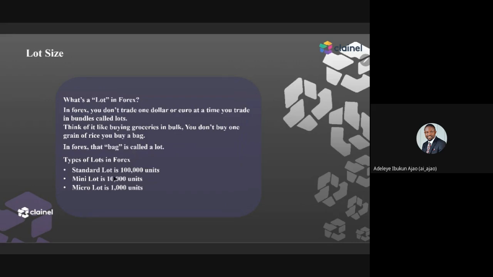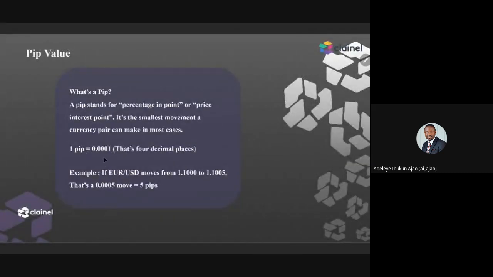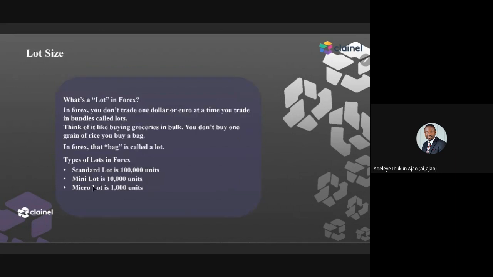Then for your mini lot size, which is your 10,000 units, one pip is equivalent to $1. Yeah, so price moves 1 pip is equivalent to $1. Then your micro lots, 1,000 units, 1 pip is equivalent to 10 cents. That is $0.1, 10 cents.